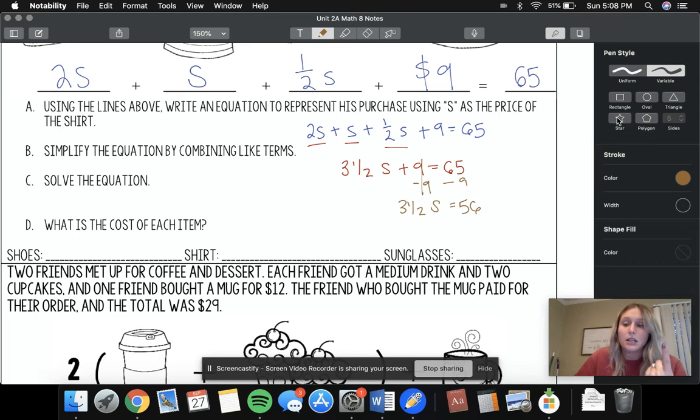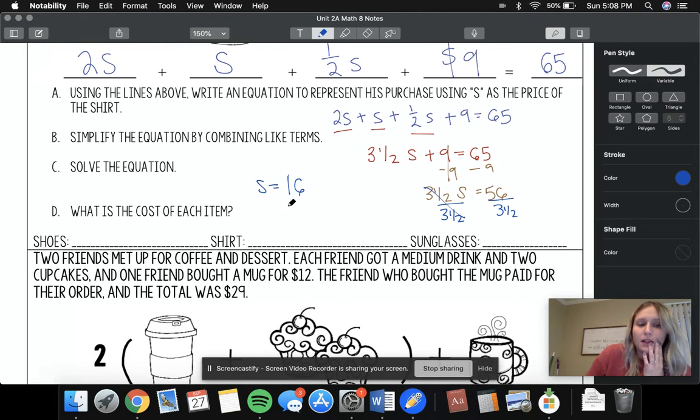I'm going to figure out what just one shirt is. So I'm going to divide by 3.5 shirts to make one shirt. Okay, and then when I do that, I notice that one shirt is equal to 16. So if we're right, we should be able to figure this all out. So the shirt is $16. That's what S is equal to. The shoes are twice as much, so I'm going to do 16 times 2 and get 32. And then the sunglasses were half the cost of the shirt, so I'm going to find half of 16, and that would be $8.